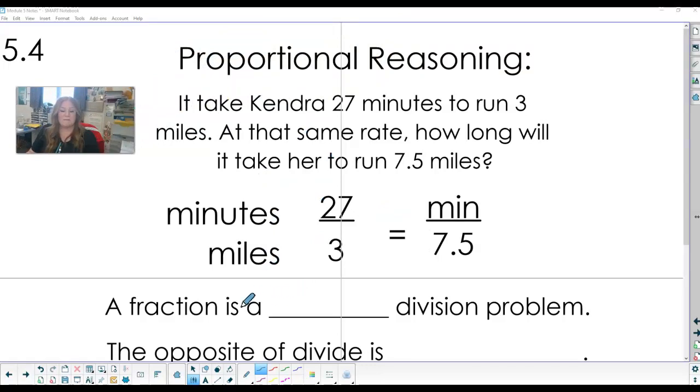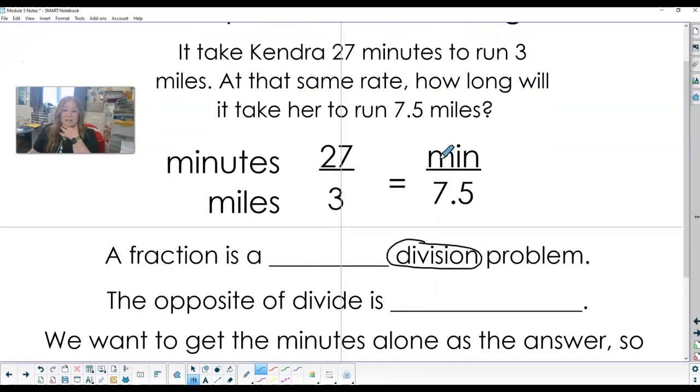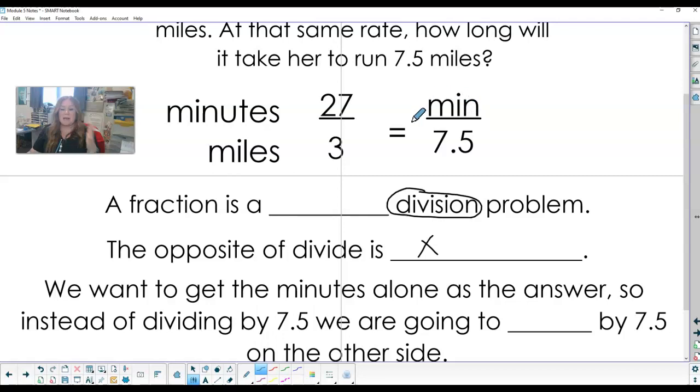So remember, a fraction is, oh, well, how nice of me. I gave you the answer there. A fraction is just a division problem. So, right, this says we're looking for this. This says minutes divided by 7.5. So I need to get minutes all alone. The opposite of divide is to multiply. And I want to get this all alone.